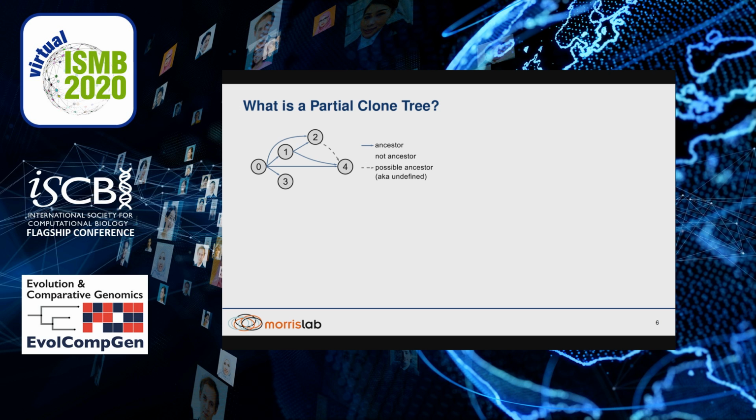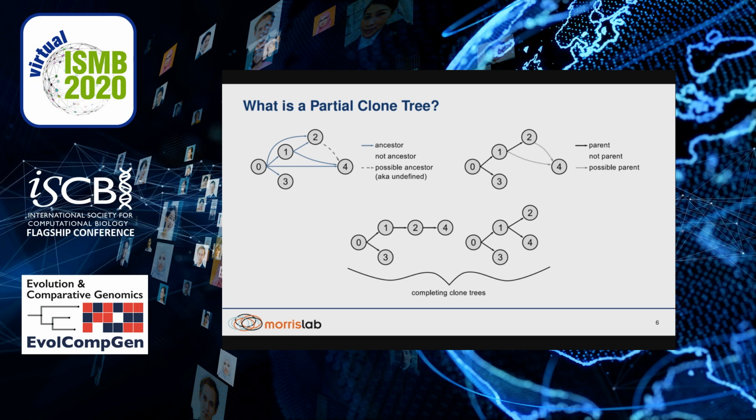A visually more intuitive representation of this partial clone tree is this possible parent DAG, where we show when a subclone is a parent, is not a parent, or is a possible parent of another subclone. As you can see, a partial clone tree is not a tree itself, but implicitly represents a set of clone trees. This is the set of trees that is consistent with the defined relationships in the partial clone tree and that chooses their parents from the possible parents. So for our example, these two clone trees are the completing clone trees, where subclone 4 chooses subclone 2 in one and subclone 1 in the other as parent.